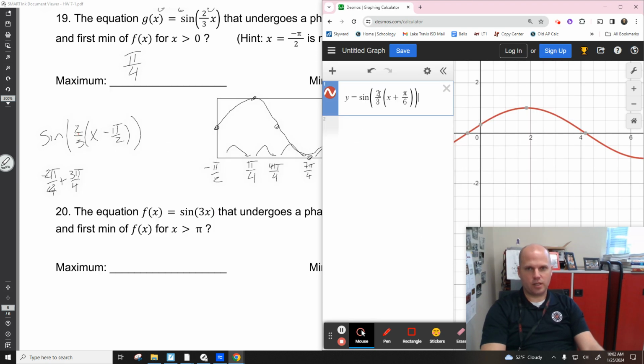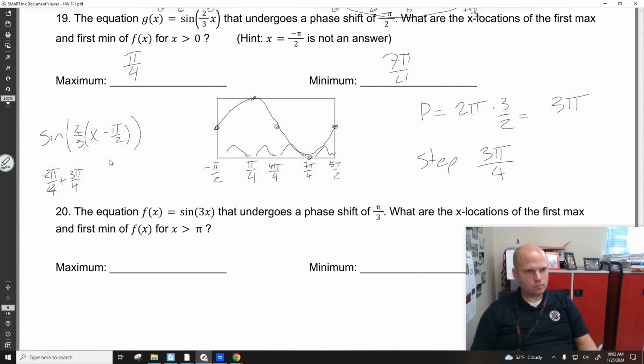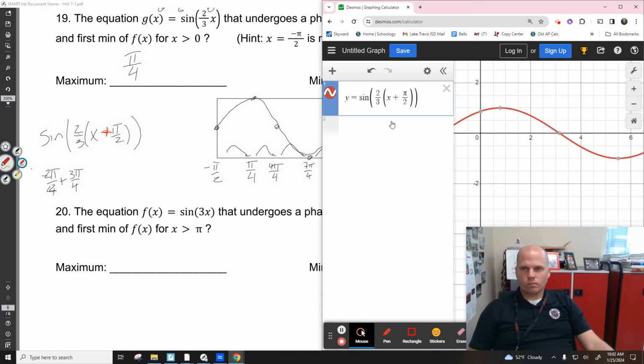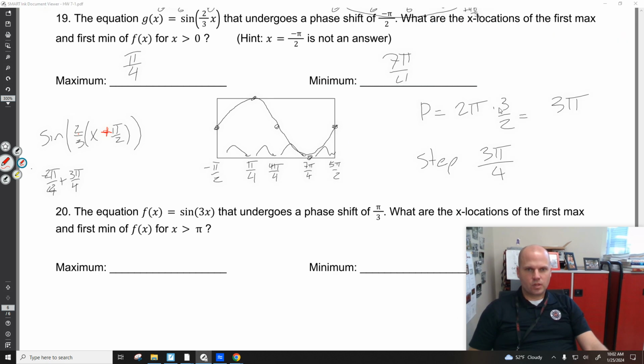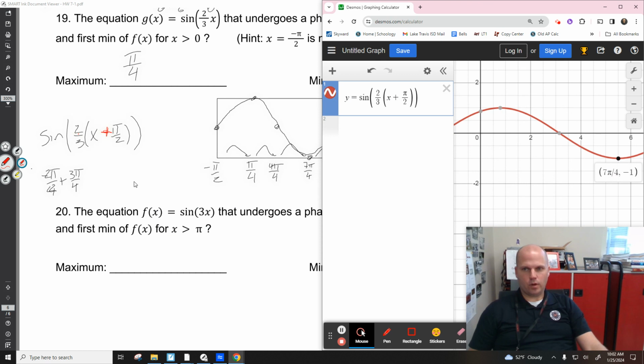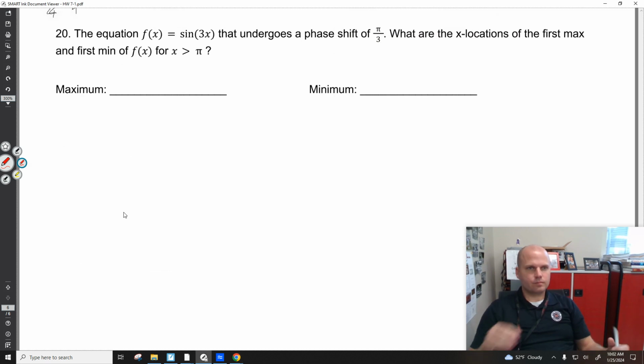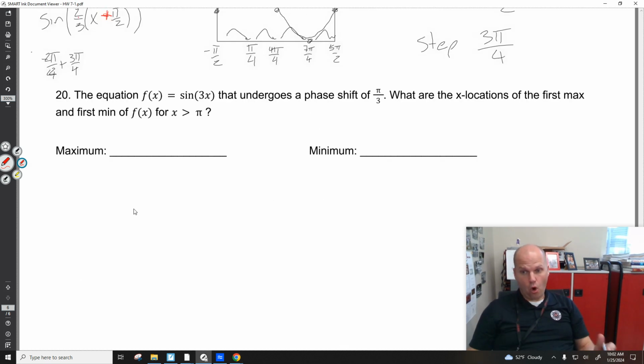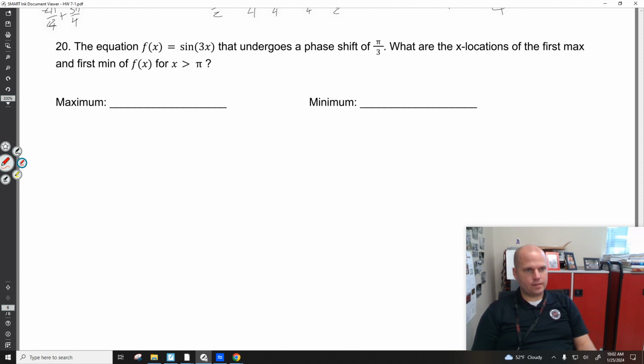It should be x plus pi over 2. That was my mistake. Pi over 4, 1. 7 pi over 4, negative 1. Is this the last question? Oh, we did it. That's great.